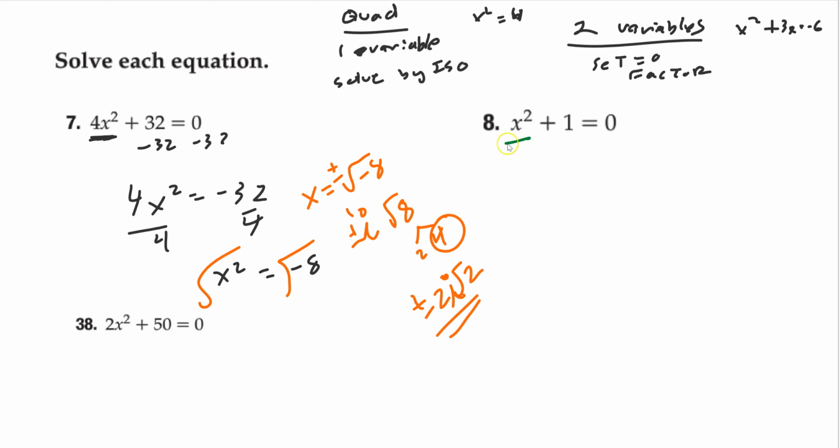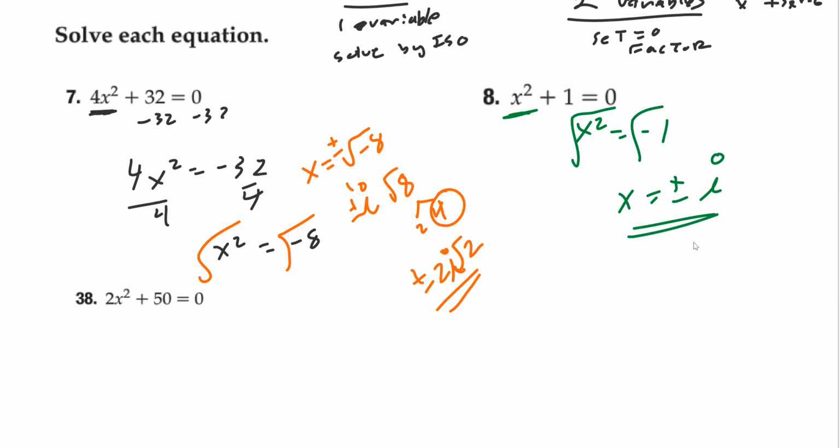This one, get this by itself. X squared equals negative 1, square root it. Don't forget the plus and minus. Anytime you square root, you should get a plus and minus. The square root of negative 1 is i. So there you go. X equals plus or minus i.